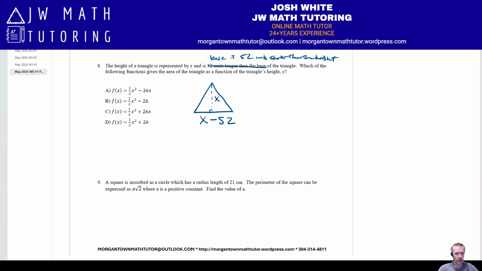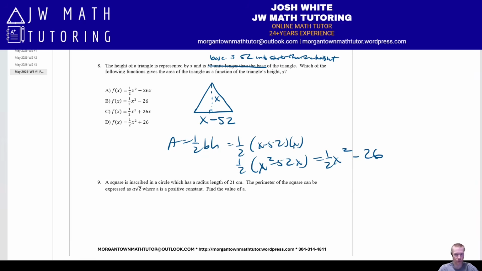So now all we're doing is we're just using the area formula. Area equals 1/2 base times height. So we got 1/2 times x minus 52 times x. 1/2 times x squared minus 52x. 1/2 x squared minus 26x, because half of 52 is 26. So now go through which answer choice is it going to be? 1/2 x squared minus 26x. It looks like it is going to be letter A.